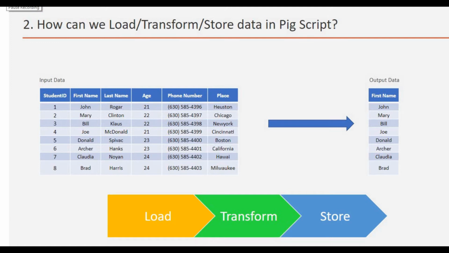The next question you may face: how can we load, transform and store data in Pig script? We will answer this question using a small file of student information having the fields student ID, first name, last name, age, phone number and city in a comma separated file, and then we will load it, transform it and get only the name of the student to be outputted in an output file. Let's begin with this example.